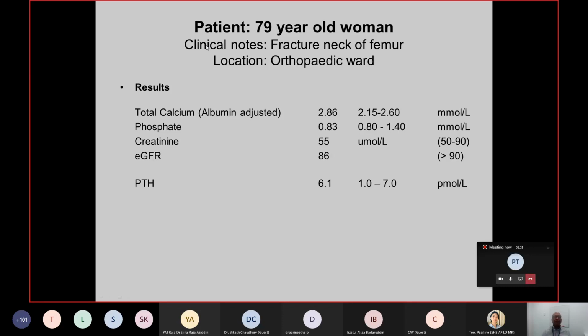So we come to the first patient, a 79-year-old woman who presented to the hospital with a fracture neck of the femur, and she was admitted to the orthopedic ward, and during the investigations she was found to have hypercalcemia, mild hypercalcemia. Renal function was normal. She was not on any medication, and she had a PTH of 6.1, which is within the reference interval.